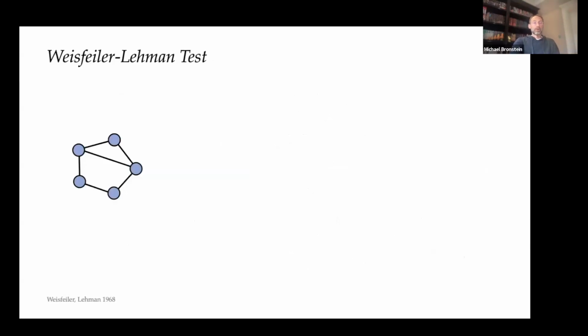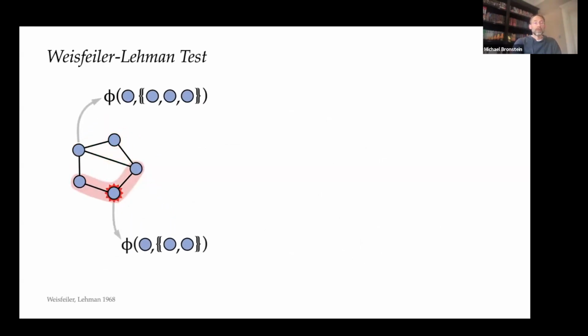So what does the WL test do? It starts with a graph where every node is labeled in the same way, say, this blue color attached to every node, and it examines the structure of the neighborhoods around every node. We have two types of neighborhoods: nodes with two neighbors and nodes with three neighbors. If I apply an injective function, think of it as some form of hashing, we can distinguish between these two types of nodes. So I can now refine the color, changing the labels in this graph, and now I have green nodes and yellow nodes.